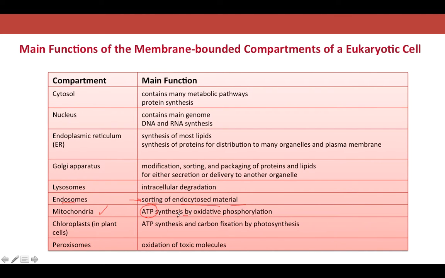Moving forward, we'll talk about chloroplasts. Now, chloroplasts are only present in the plant cell. They contain the green pigment which is found in the plant cell, and they help in the process of photosynthesis. So, this is also known as the kitchen of the cell. I can just say the kitchen of the cell is the chloroplast, and chloroplast helps in ATP synthesis and carbon fixation by the process of photosynthesis.